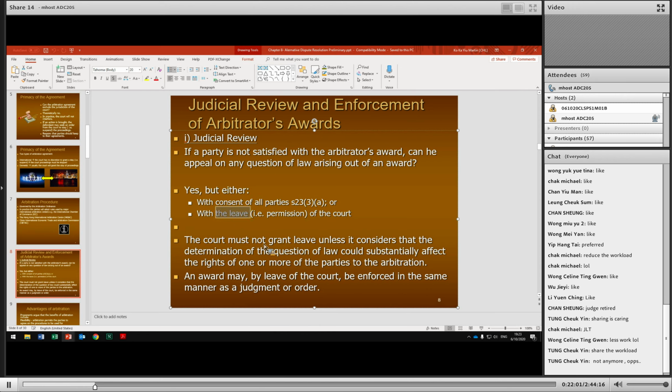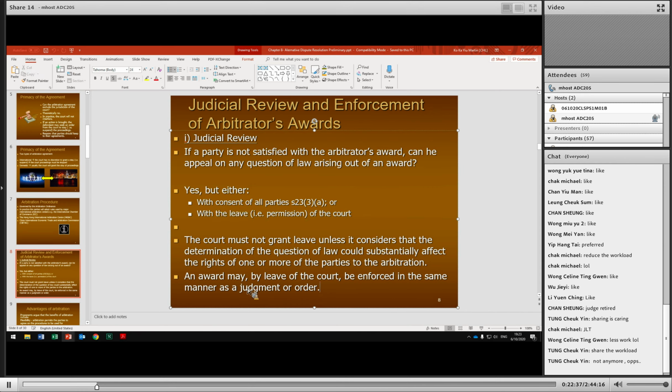Usually for appeal, we have to get the leave of the court because the court does not want any case which has little reasonable ground to appeal, because it will be wasting cost and time. The court must not grant leave unless it considers the determination of the question of law could substantially affect the rights of one or more of the parties to the arbitration. It means that there must be more reasonable ground, and also there will be possible impact on the interests of the party.